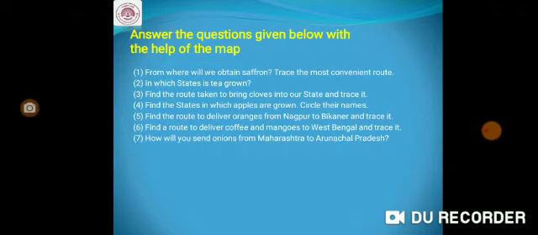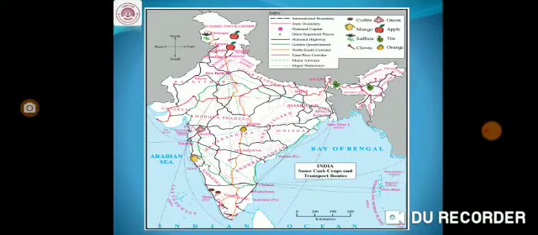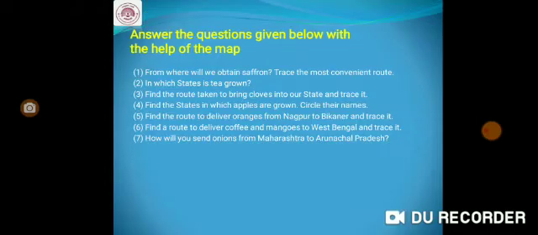Find the states in which apples are grown. So we have already found that, which is in Jammu and Kashmir. Circle their names. This is very easy for you to do. Just do it on your own. Let's move on to the next question, which is question number 5.